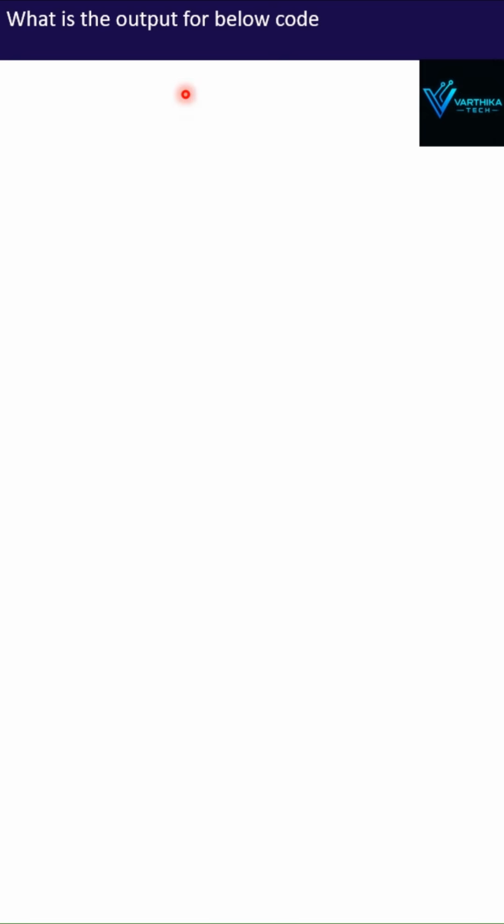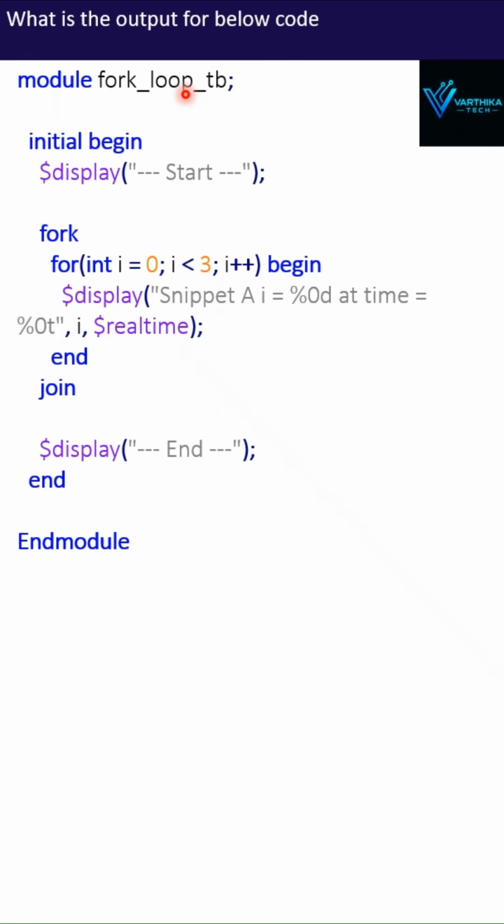What is the output for the below code? Here we are using the for loop statement inside the fork join. What happens if we use a for loop inside the fork join? As we all know, fork join will execute parallel processes.